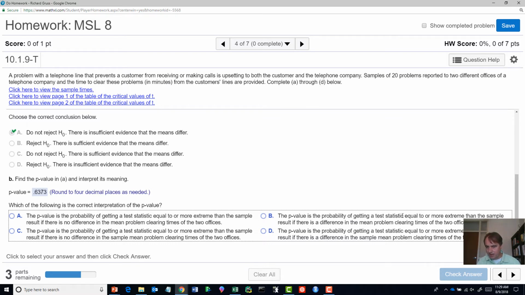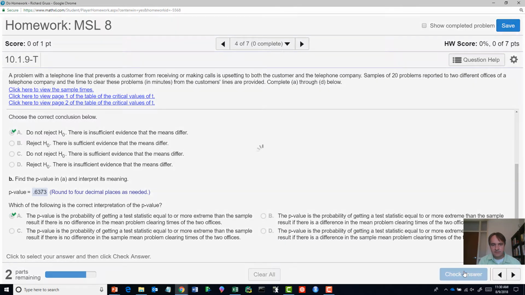And then what's B doing here? It says if there is a difference in the mean problem. Okay, so remember our null hypothesis is that there is no difference. So our p-value is the probability of observing this extreme if the null hypothesis is true, and the null hypothesis is that there is no difference in the means. And so this one is also saying that there is a difference. So A is the correct answer here.